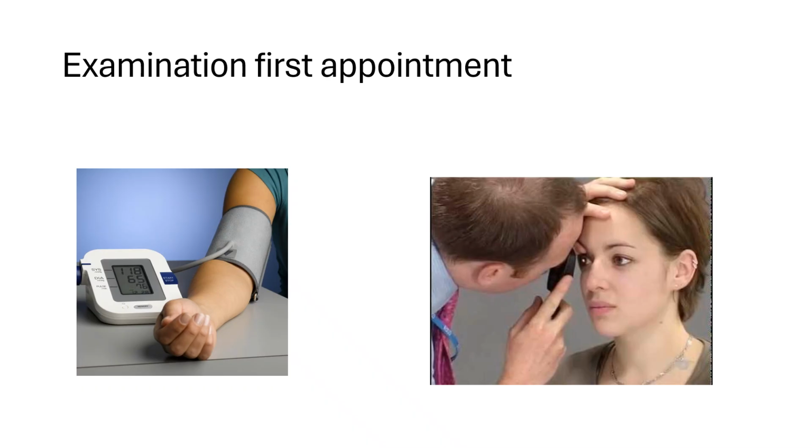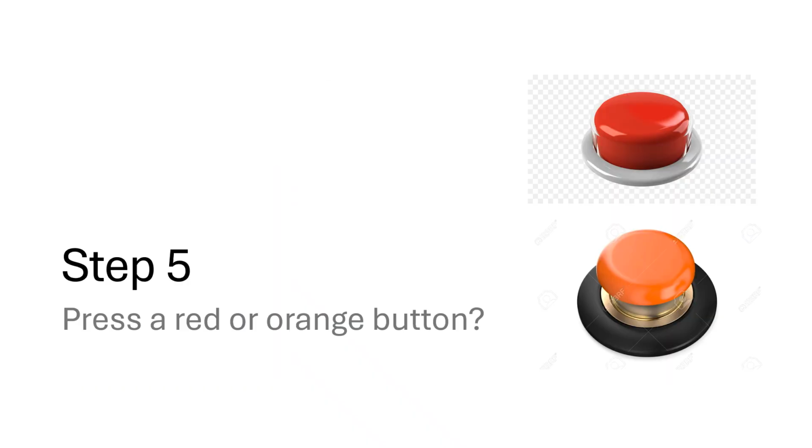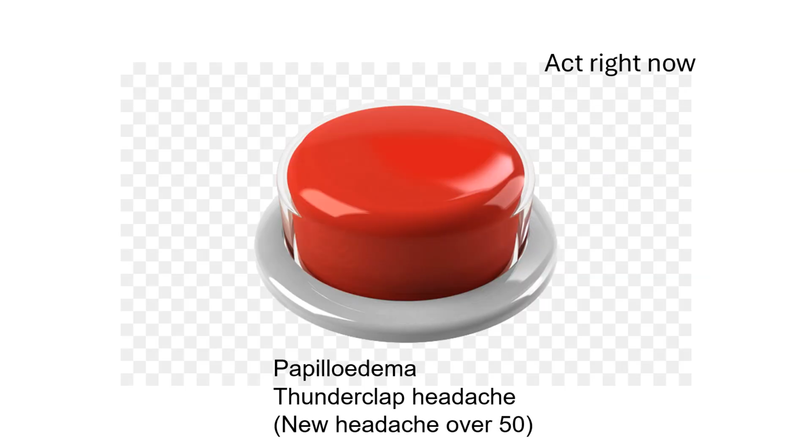Opticians can now give very accurate assessments of the retinal function. So having done that, you're now in a position to move to step 5 and choose 2 buttons to press. The red button, do something right now, or the orange button, do something fairly soon. So when are we going to press the red button? Well, clearly if someone has papilledema, you're going to want to get on top of that pretty quickly.